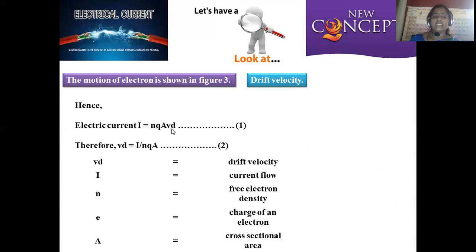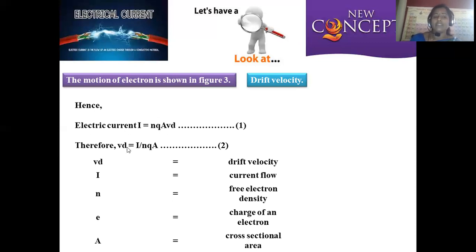nqAVd. Let us define the individual terms. Vd means what? Drift velocity. And I is for current flow, how much current is flowing. n means free electron density, which is simply called charge density as well. e is equal to the charge of the electron. The individual charge of the electron is assigned with e, and A is nothing but the cross-sectional area.